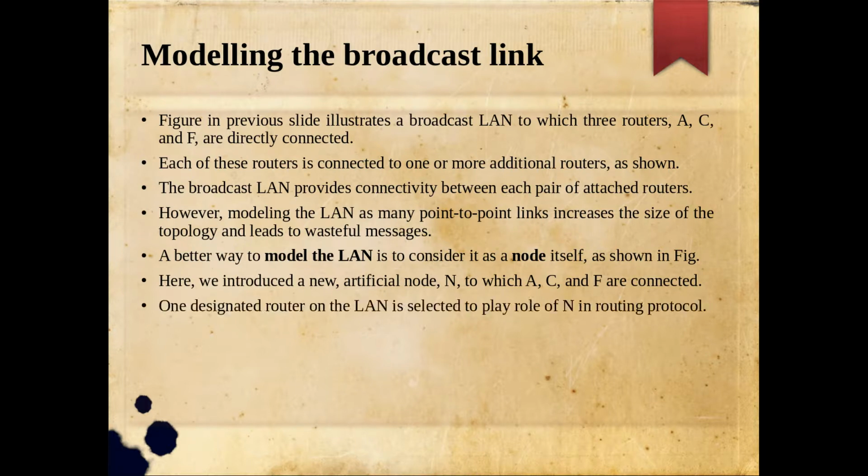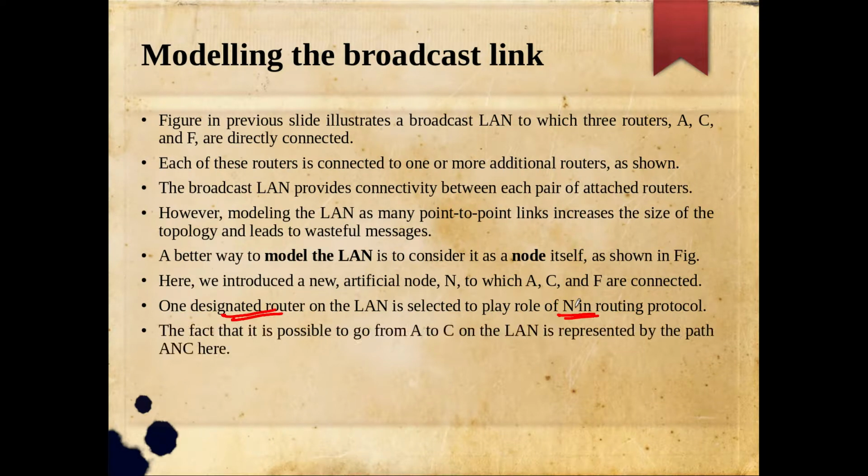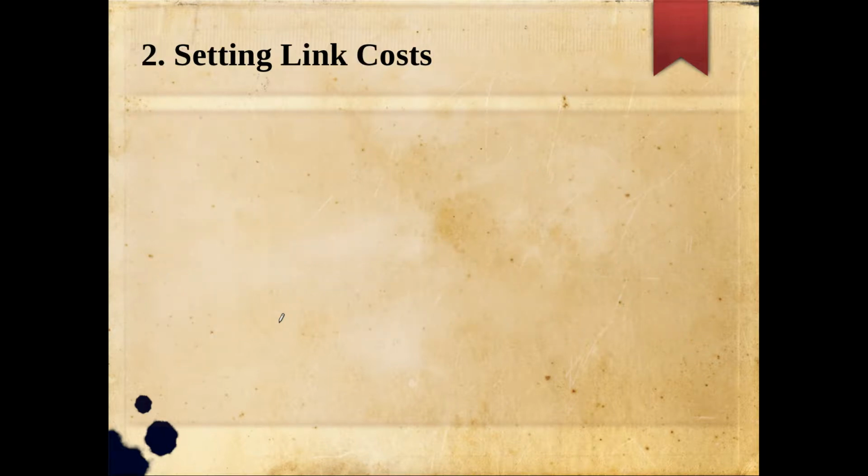This is what we call a designated router. On the LAN, any one of the routers can be selected to play the role of N in the routing protocol. The fact that it is possible to go from A to C, the communication is now through A, N, C, right? Because it has to come to N and then to C. So ideally N represents the underlying broadcast link. That's all. One representative router.